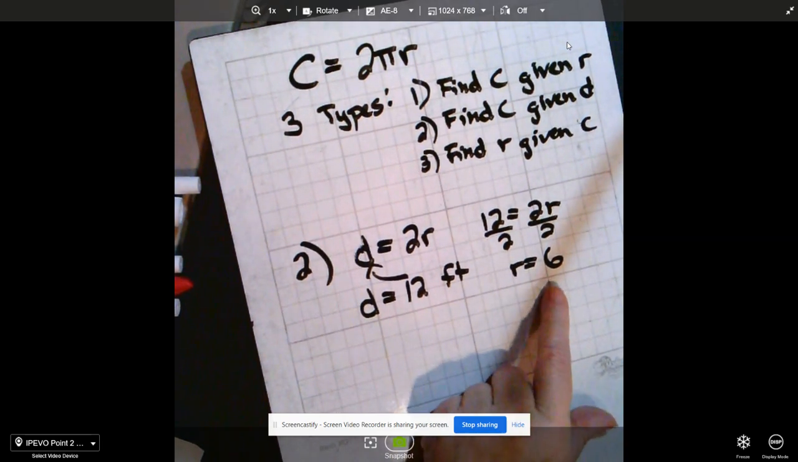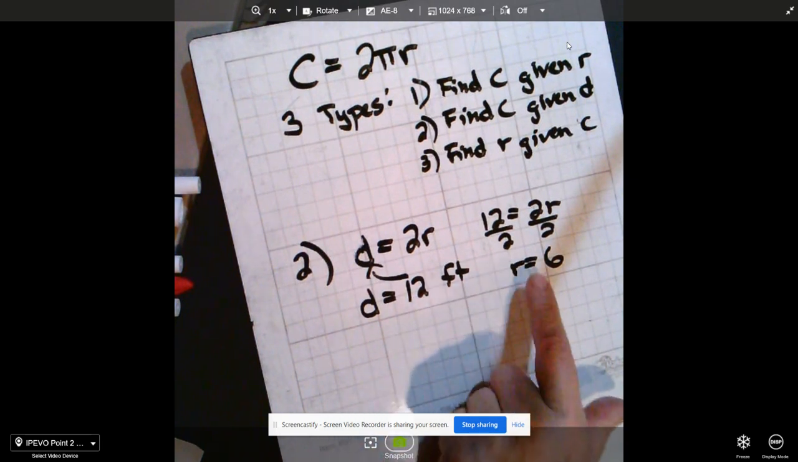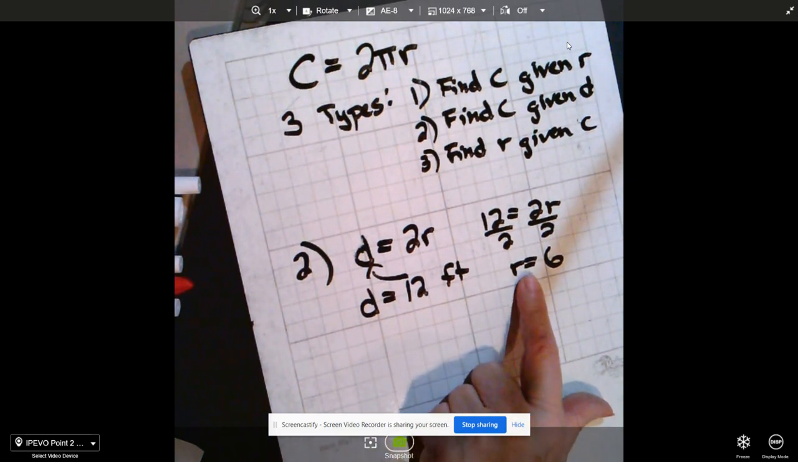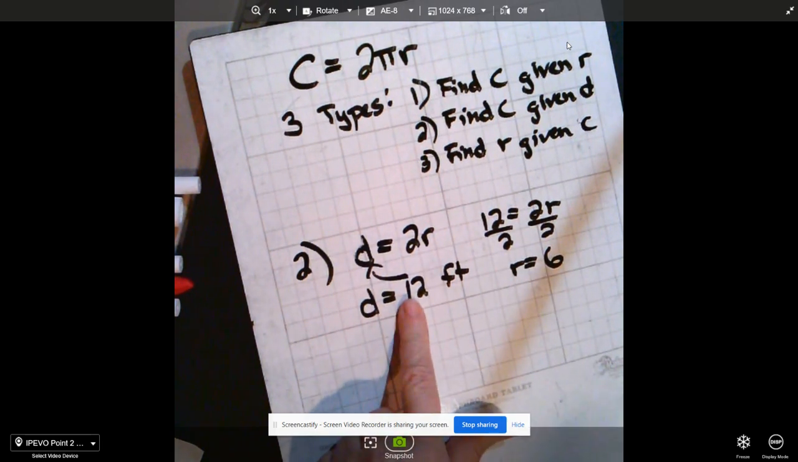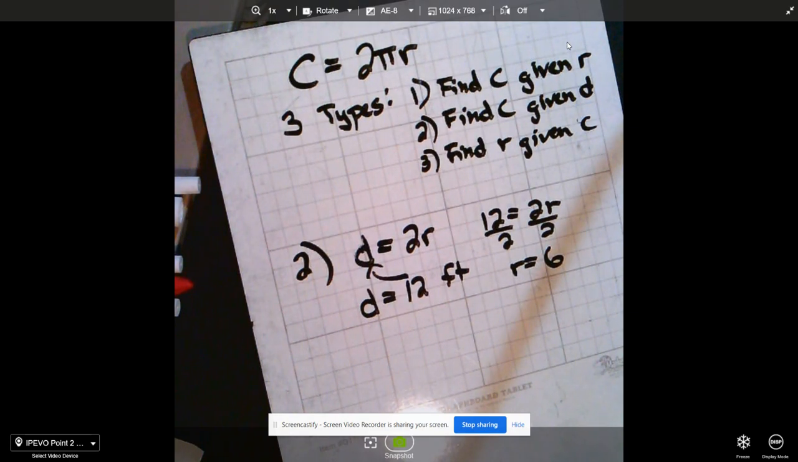So the radius is always going to be half of the diameter. The diameter was 14, the radius would be 7. The diameter was 20, the radius would be 10. If the diameter was 5, the radius would be 2.5. So the radius is always half of the diameter.